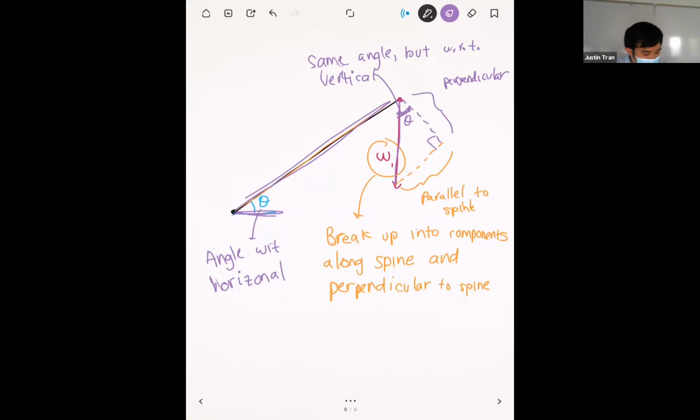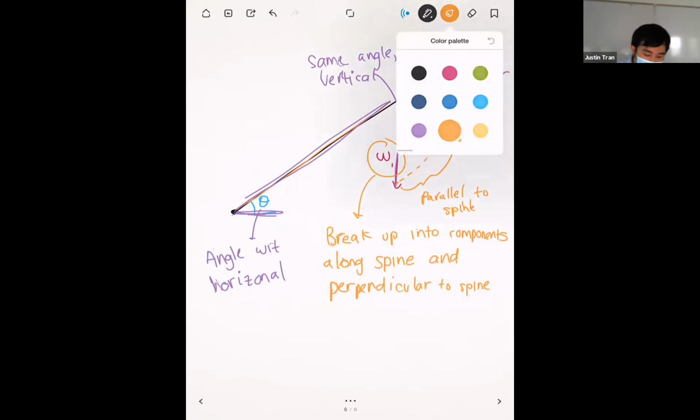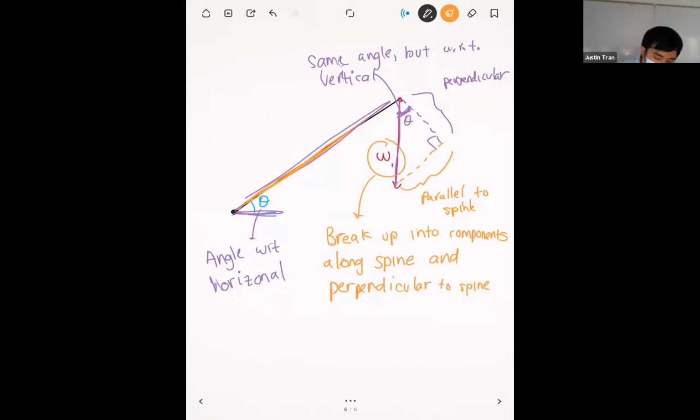And so that's how I got that sine theta, because in the previous equation I was summing up the forces in the direction parallel, right? And so to get this parallel component right here, considering this W1 is the hypotenuse of this triangle, you do W1 sine theta. And this is going to be the component of W1 along the spine.